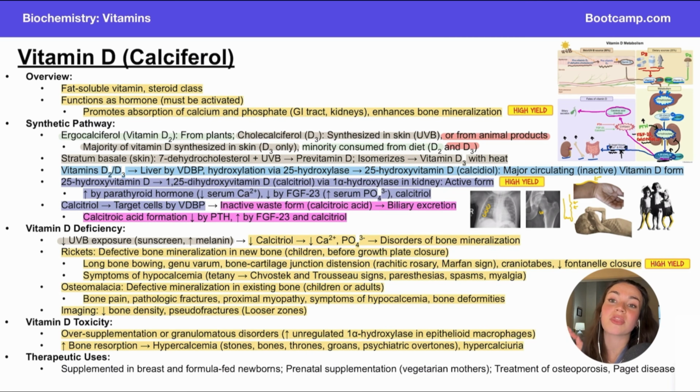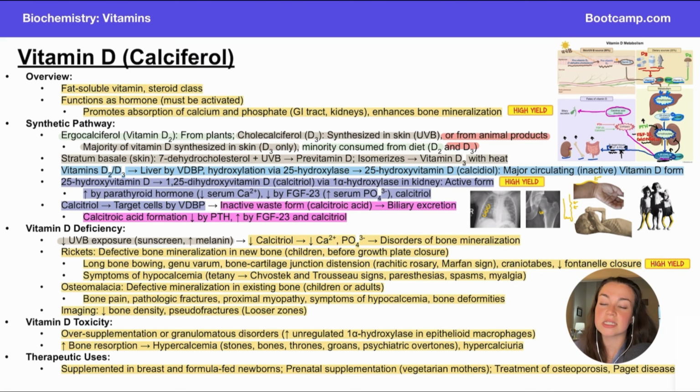So we'll talk quickly about therapeutic uses of vitamin D. A big one that you'll see a lot is this is something that needs to be supplemented in newborns, both breastfed newborns and formula-fed newborns. Along that same vein, you can also supplement vitamin D prenatally in vegetarian mothers. Vitamin D can also be used in treatment of osteoporosis as well as Paget disease. So let's wrap this up.